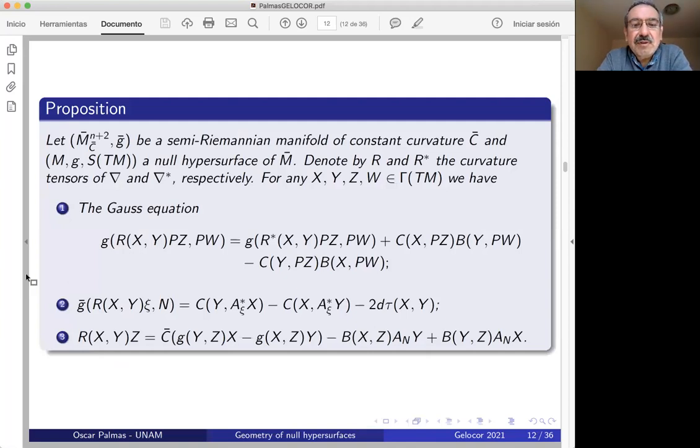So as we have all these connections, we also have some curvature tensors, and we have some Gauss equations in these forms. We just put these Gauss equations in the case where the ambient space has constant curvature C bar, which appears, for example, here.